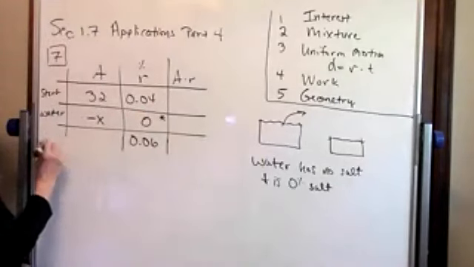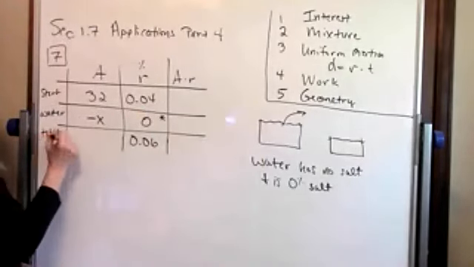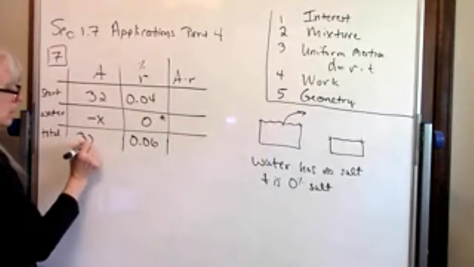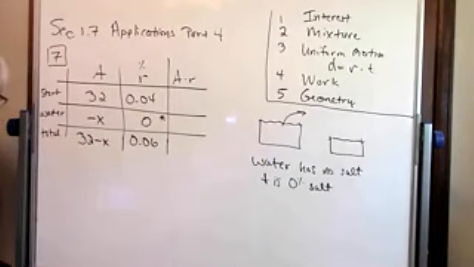And what about the total down here? Well, I got a minus x sitting there. So this is going to be 32 minus x. And there's our chart filled in. Okay, now we can come in and write our equation.